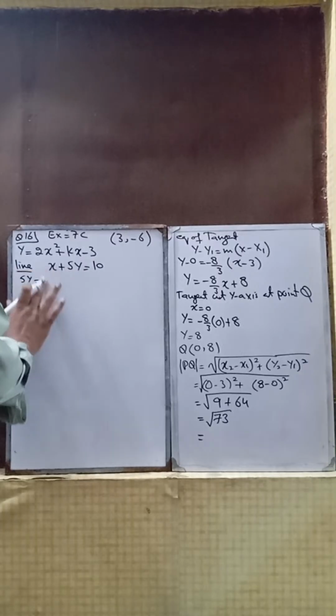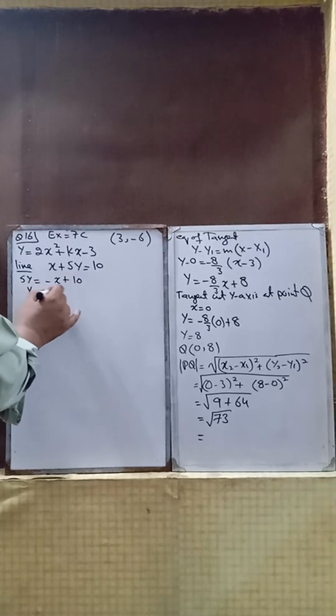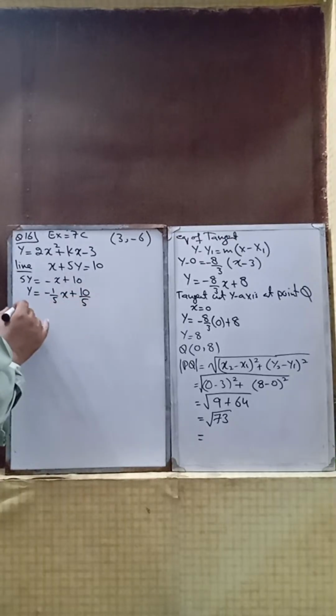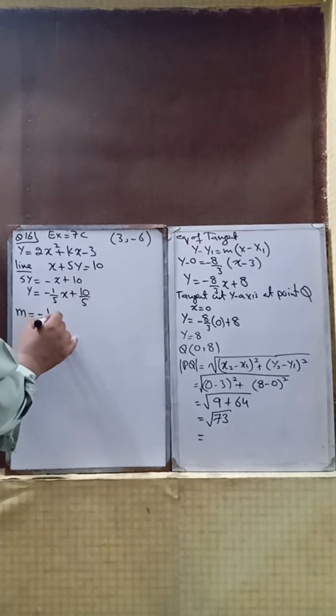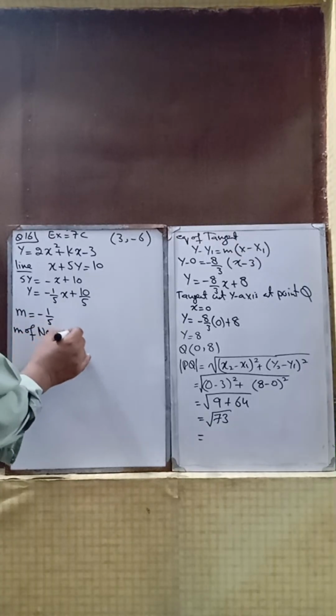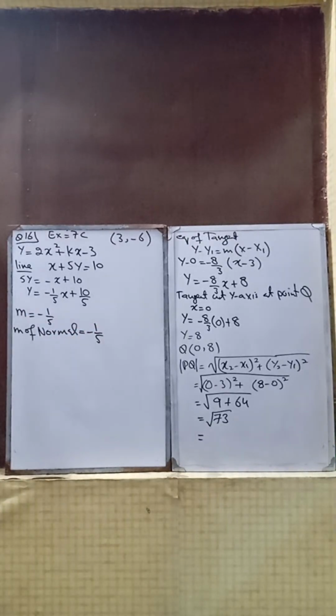So this will become minus x plus 10. So y will be equal to minus 1 by 5 into x plus 10 by 5. So the gradient of this line is minus 1 by 5. The gradient of the normal will also be minus 1 by 5. Why? Because they said that the normal is parallel to this line.